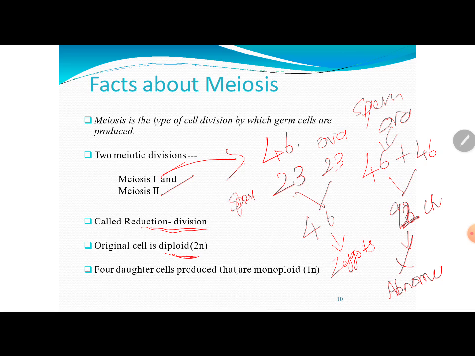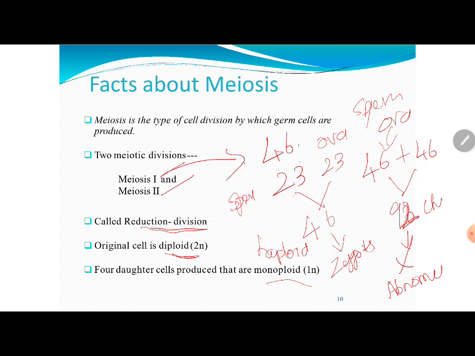Four daughter cells are produced that are monoploid or haploid. It is called monoploid or haploid because in the first division it divides to half, and that divided half is now haploid, 23. When they multiply, the second division, meiosis 2, is nothing but mitosis. What is the function of mitosis? Doubling up the number of chromosomes.